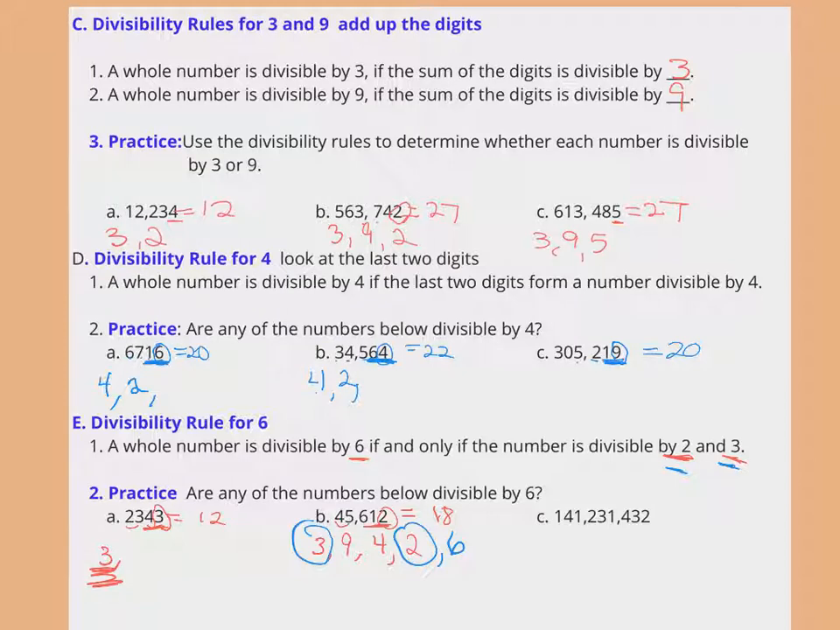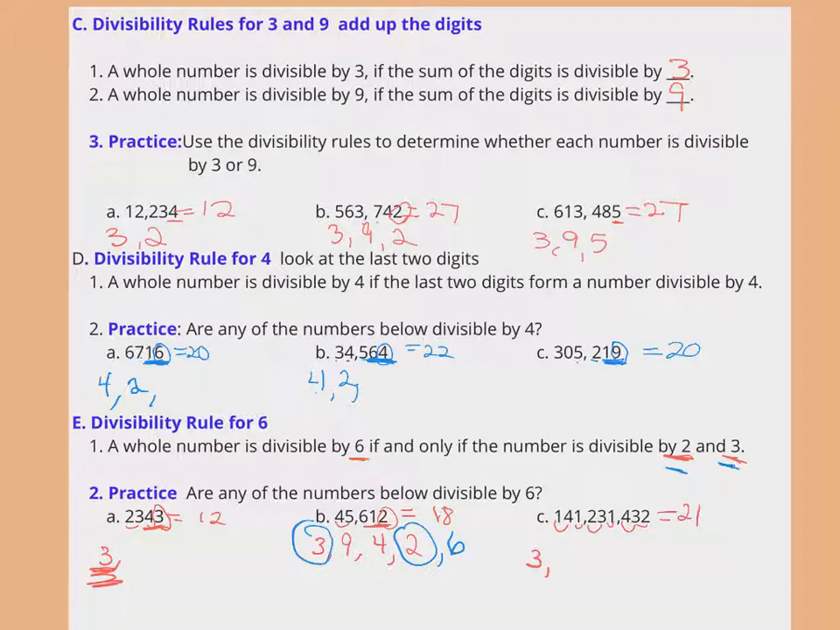All right, our last number here is 141,231,432. I want to check for divisibility here. The first thing that I'm going to do is add up my digits. So I have 5 plus 5 is 10, 11, 12, 12 plus 7 is 19, 20, 21. So the sum of my digits is 21. 21 is divisible by 3, 3 times 7. It's not divisible by 9.